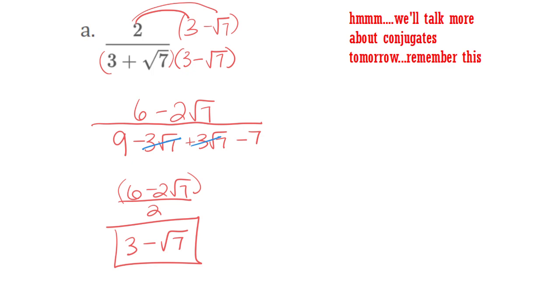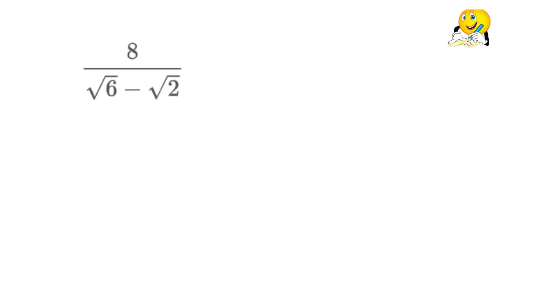One more. This one is for you, but it is also different because it now has 2 radicals in the denominator. So see how that's going to affect. You're still going to multiply with a conjugate. So I'm going to let you do that. Pause the video, see how far you can get with this.